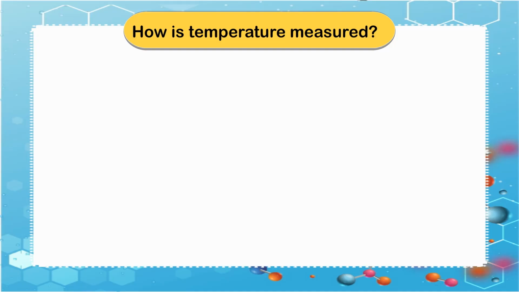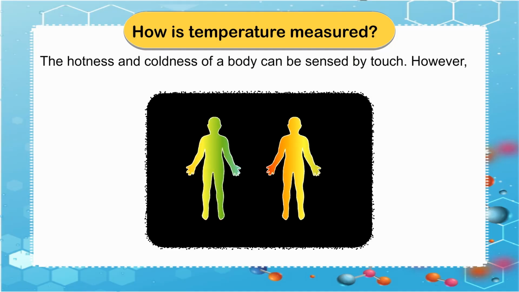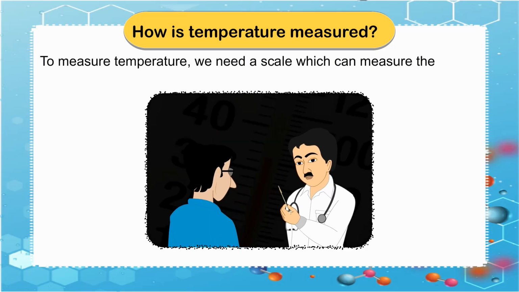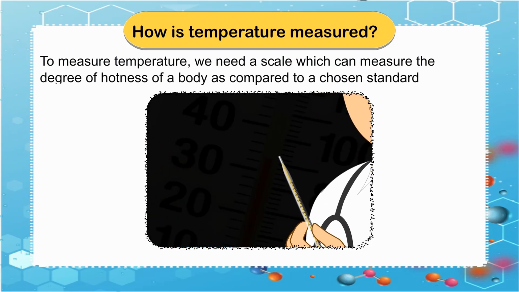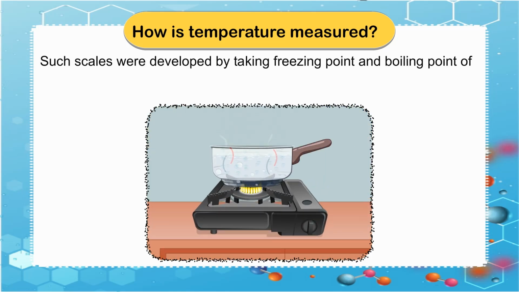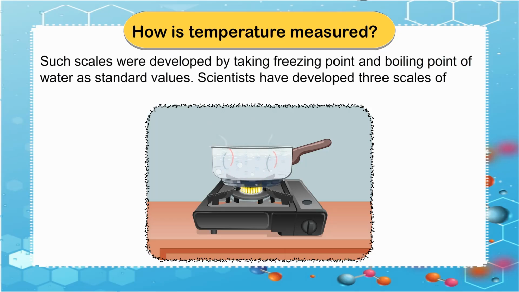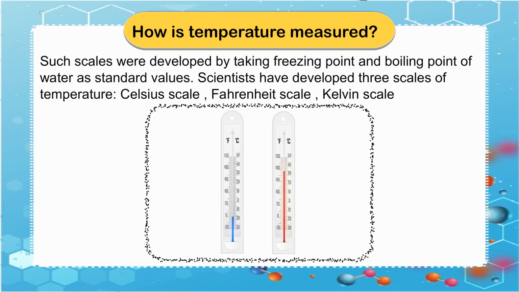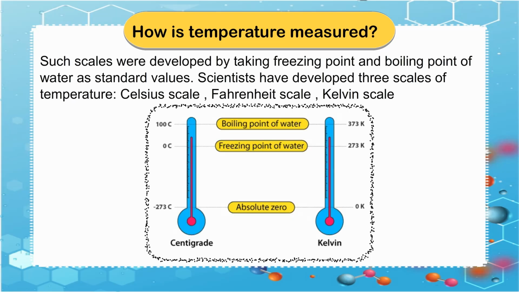How is temperature measured? The hotness and coldness of a body can be sensed by touch. However, touching cannot give us a value of temperature. To measure temperature, we need a scale which can measure the degree of hotness of a body as compared to a chosen standard value. Such scales were developed by taking freezing point and boiling point of water as standard values. Scientists have developed 3 scales of temperature: Celsius scale, Fahrenheit scale, Kelvin scale.